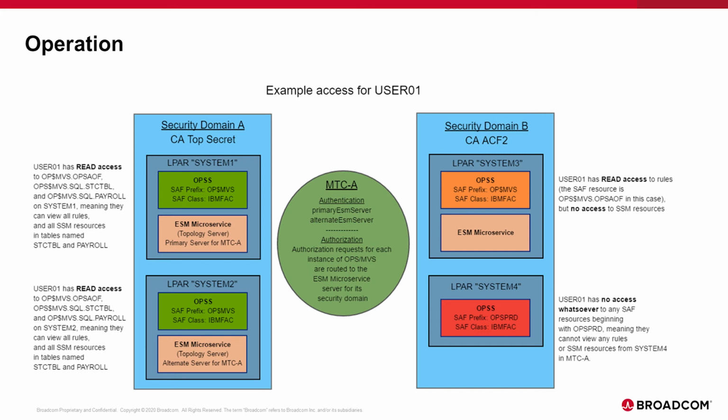On System 4's instance of OPS MVS, the external security prefix is set to OPSPRD. User 01 has no access to any SAF resources starting with OPSPRD in Security Domain B, so they will be unable to view any rules or SSM resources from System 4 in MTC-A.